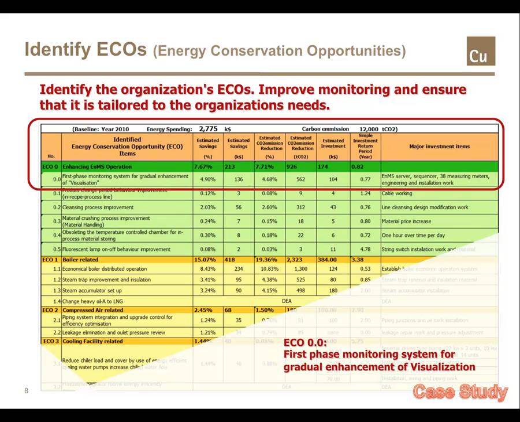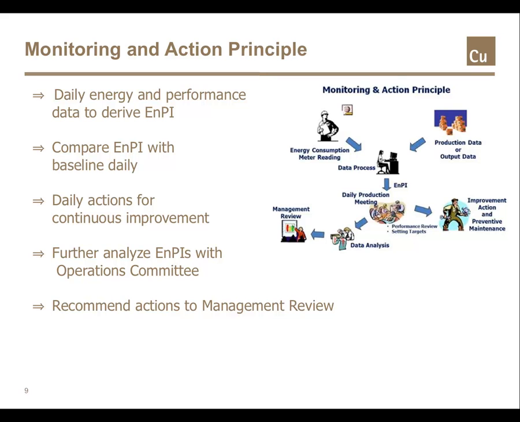This slide is a sample energy conservation opportunity table. A typical ECO table ranks immediate monitoring and improvement procedures as the leading energy conservation opportunities. It's sensible to establish improvement procedures associated with energy monitoring based on this monitoring and action principle that we've set out here. First, obtain energy and performance related output data daily in order to derive energy performance indicators that are based on specific energy consumption.